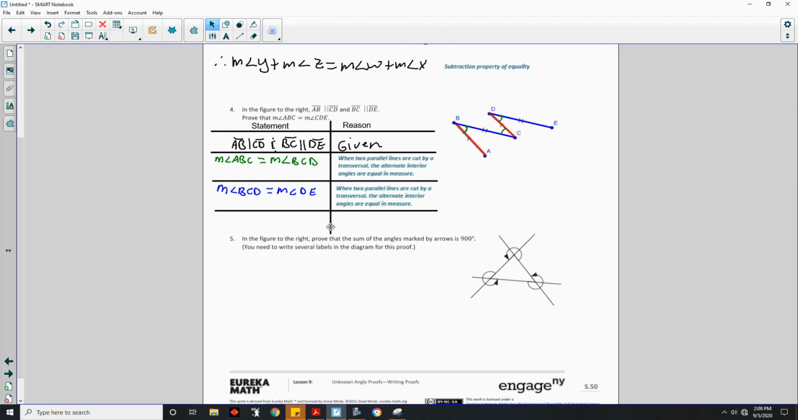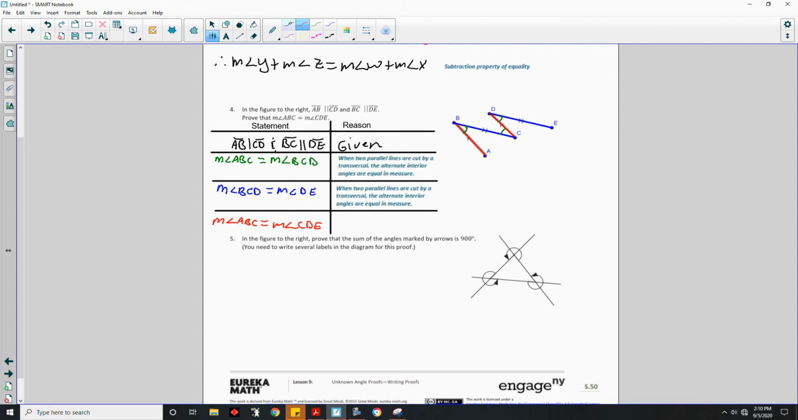Okay, so we now know that ABC is congruent to BCD. We know that BCD is congruent to CDE. So now we can substitute because we have what we're trying to prove, which is the measure of angle ABC equals the measure of angle CDE. Because these two are equal, we can substitute: ABC equals BCD. BCD equals CDE.